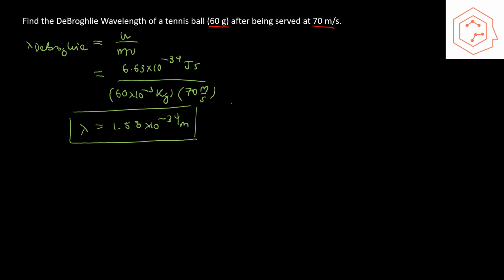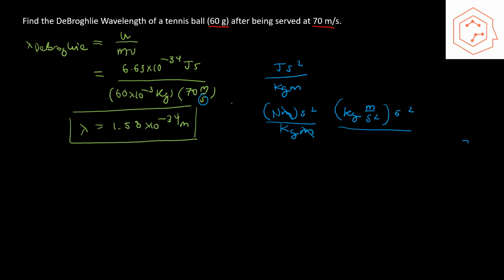And just to analyze our units to show how we get an answer in meters, we have joule seconds. Seconds at the bottom here being divided comes to the top. So we have joule seconds squared divided by kilogram meters. A joule is a Newton meter. Second squared divided by kilogram meters. So these two meters cancel out. A Newton is a kilogram meter per second squared multiplied by second squared divided by kilograms. So these two seconds squared cancel, these two kilograms cancel, and all we're left with is meters.